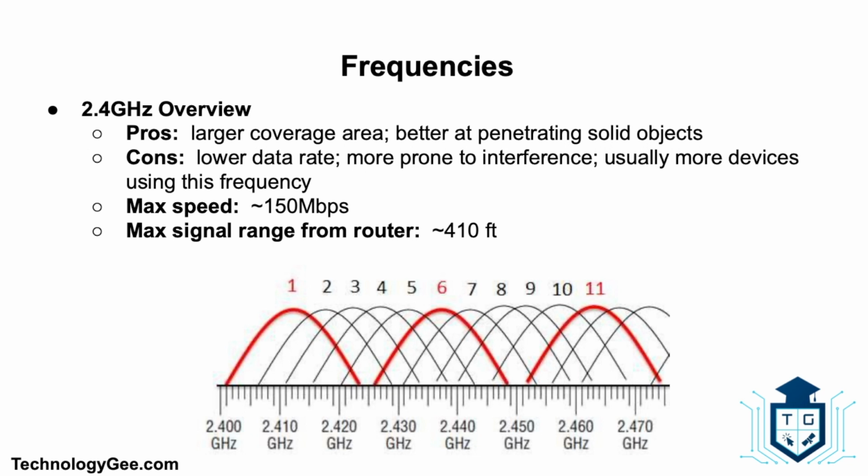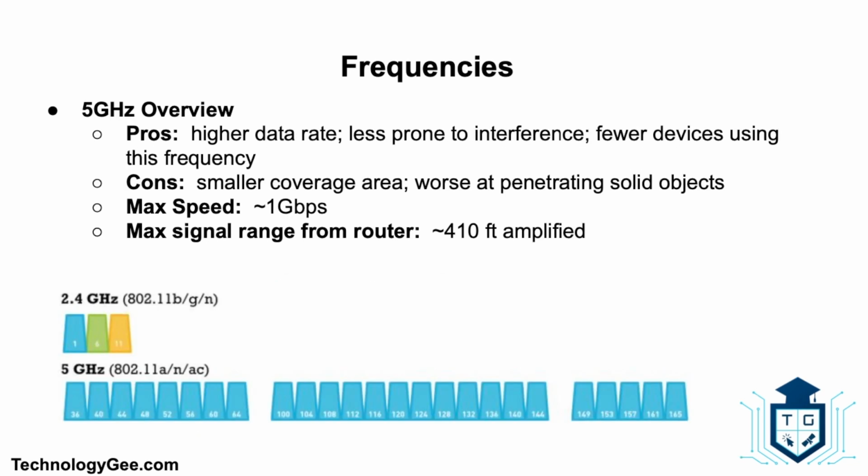Also, you'll notice the 2.4 gigahertz frequency has a total of 11 channels, with 3 channels that are not overlapping. That'll be channels 1, 6, and 11. So if you are operating on the 2.4 gigahertz frequency with your wireless router and you want the best connection possible, I highly advise you to set your channels to either channels 1, 6, or 11. Those are the only 3 channels that do not overlap with each other, which will drastically minimize your chances of dealing with interference.